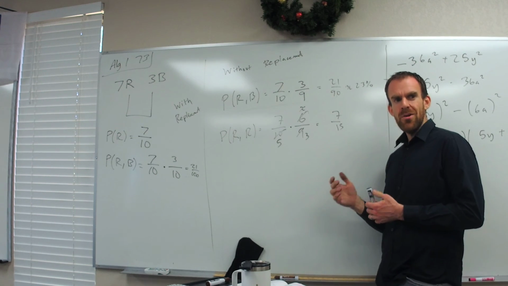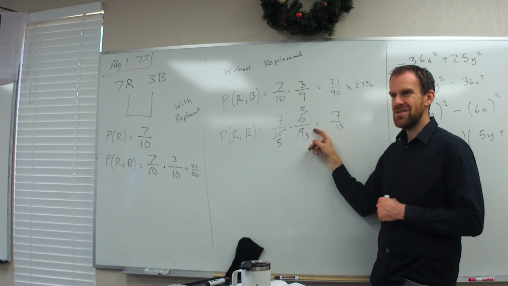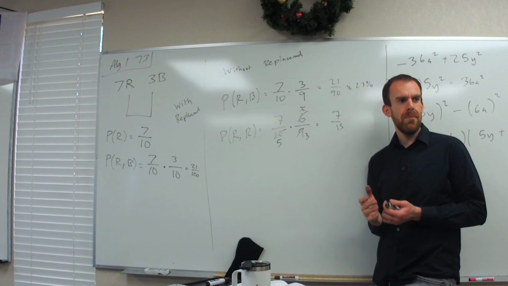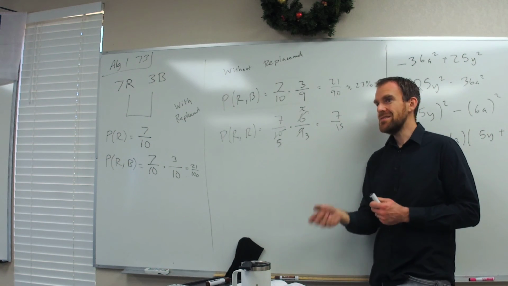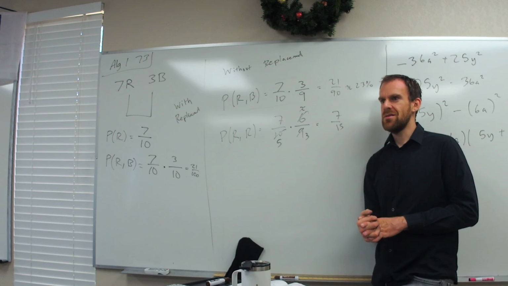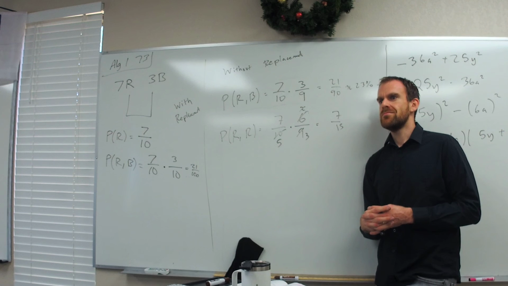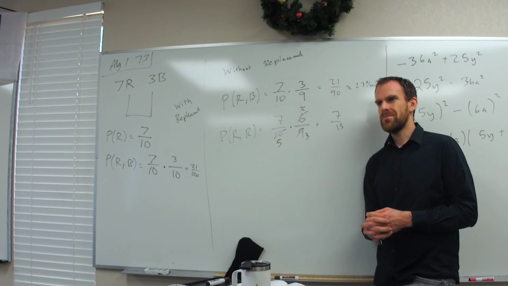So, when you have without replacement, the bottom number can change, but you also need to think about the top number. Because if you're doing the same kind of marble, the number of those marbles left will reduce. You will see the problems in your homework. It's just a long word problem.